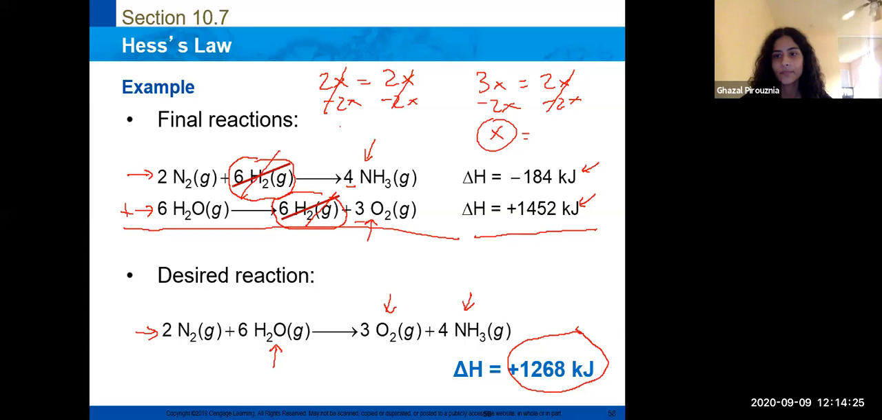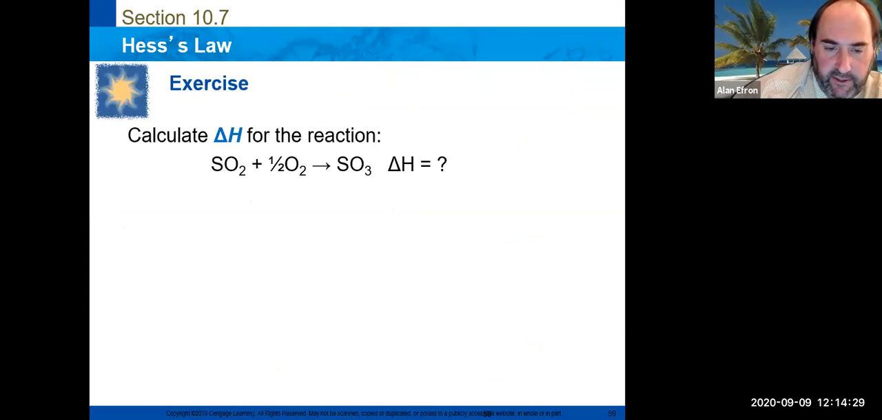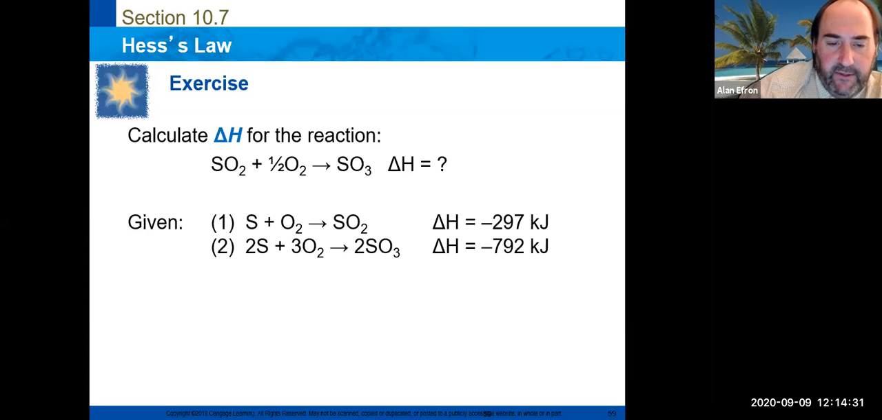Other questions on that? Okay, so why don't we try one more here just to make sure. Again, our desired equation is on top, and we want to build it based off of these two and try to figure out what the delta H value is. So take a couple of minutes and see what you come up with. Try to keep track of what you're doing, change the delta H values, and when you're all said and done, all you have to do is add up the delta H values and see what you come up with.